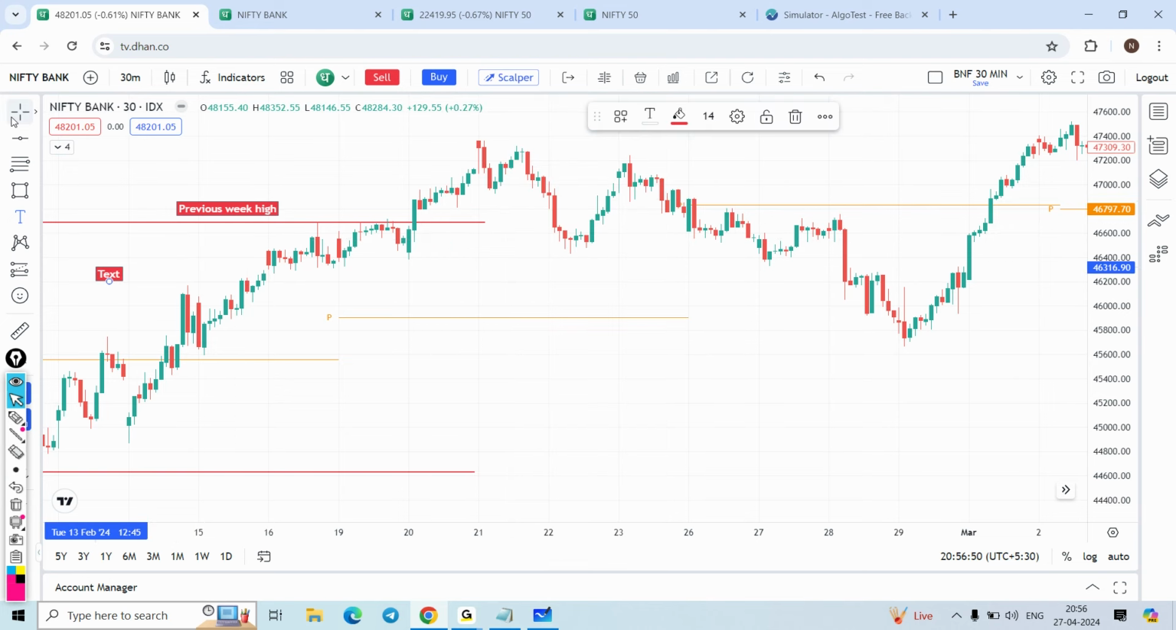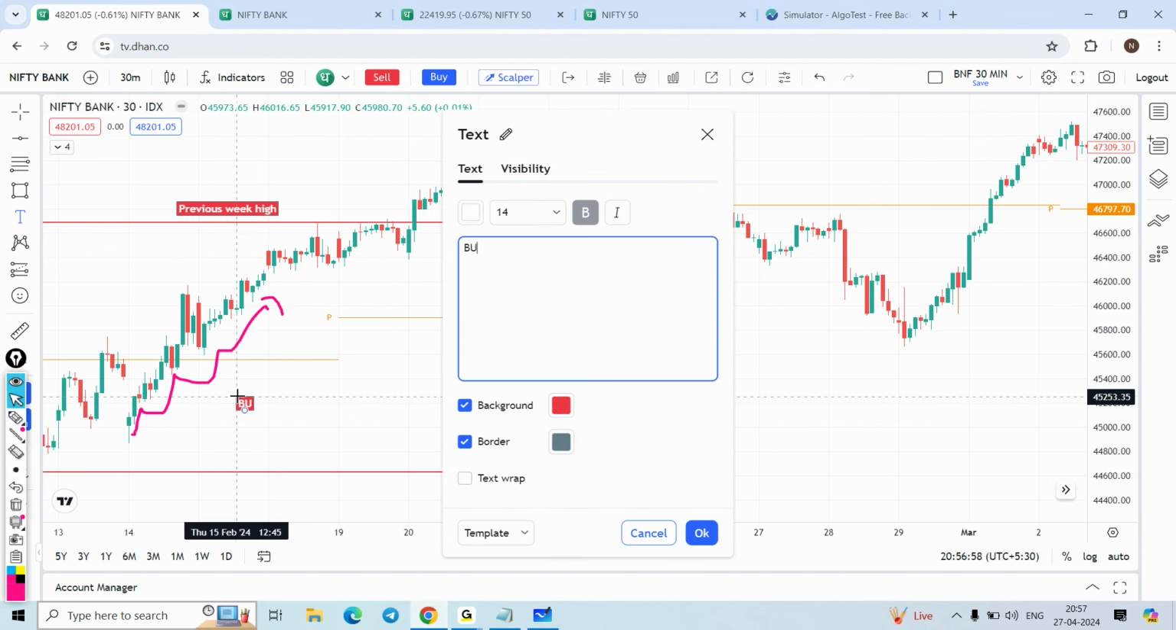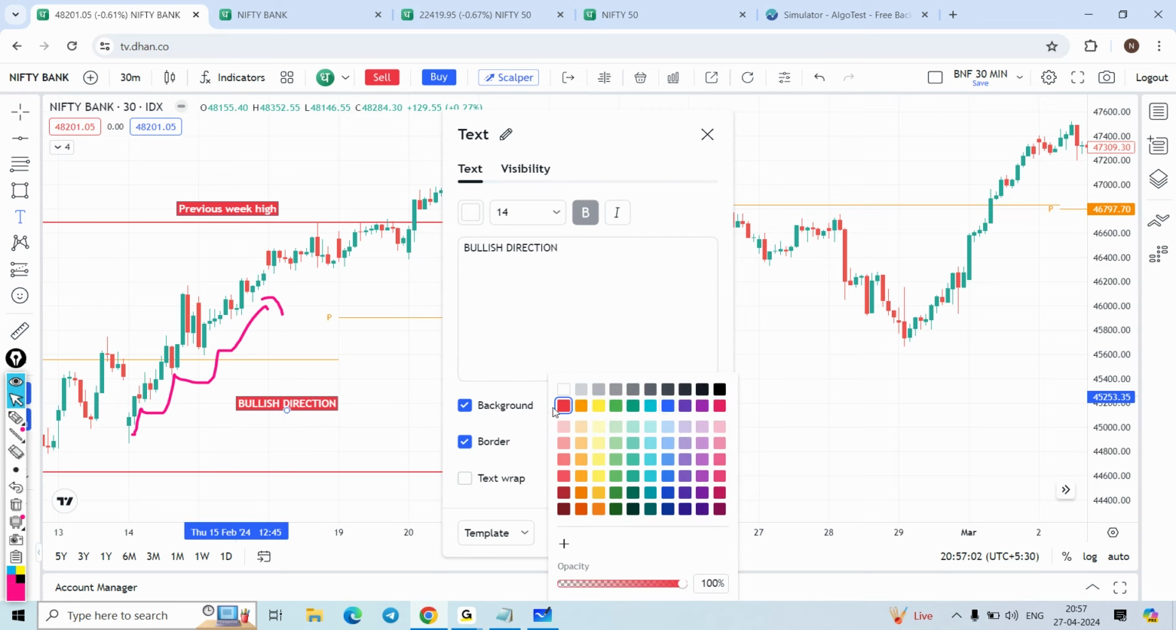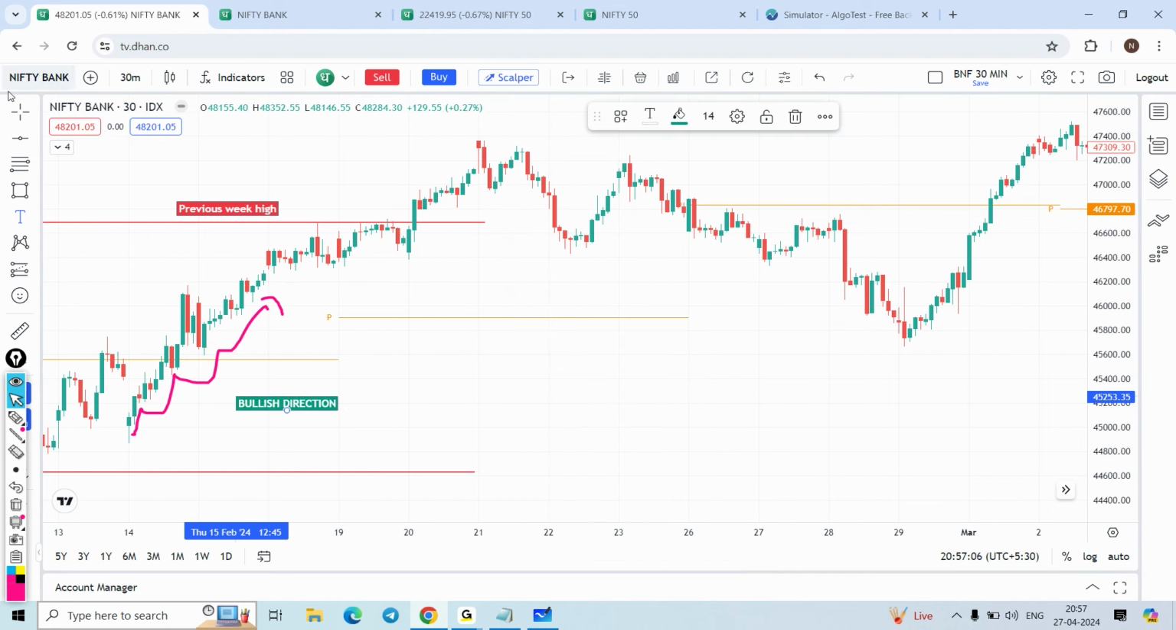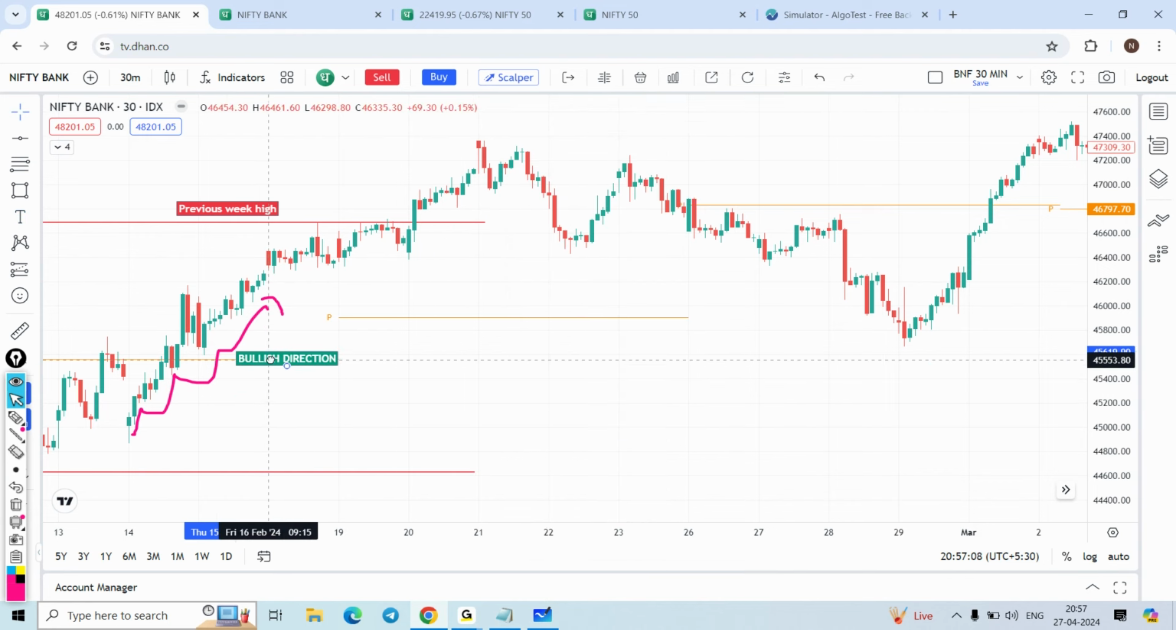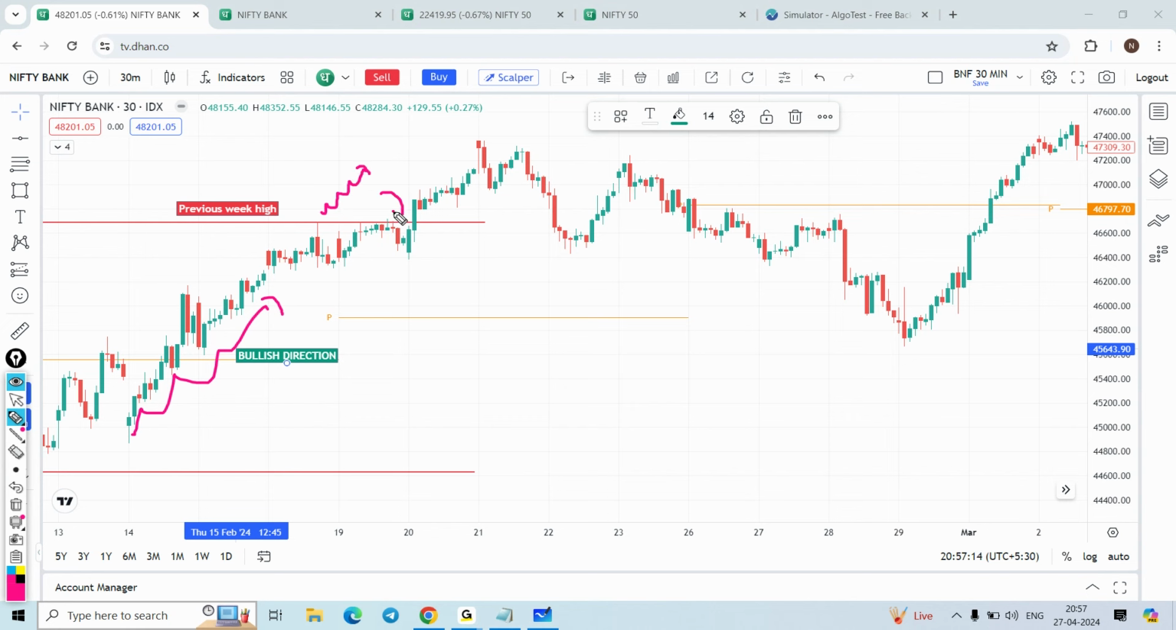Fine and fair. Now, the direction is bullish. Price is trying to trade above, near and around the previous week high. Now tell me, what are the possibilities? If bulls have to continue the move, they have to start trading above the previous week high. Point number one. Fine and fair.